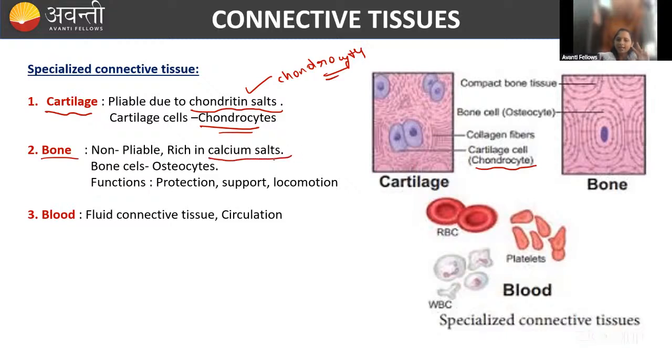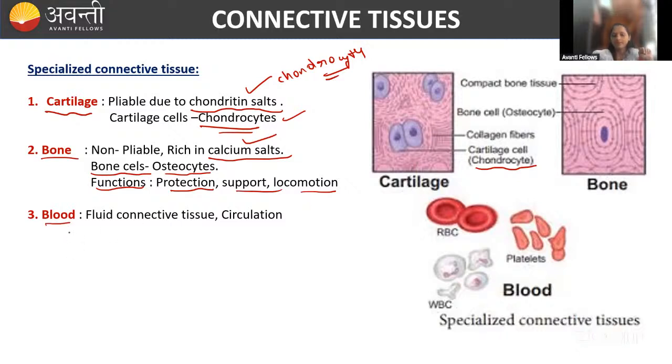Non-pliable. They are rich in calcium salt. That's why you have to drink milk. Milk is rich in calcium, no? So calcium salts and bone cells are there. That is the osteocyte. In the cartilage the cells are chondrocytes, and bone cells are osteocytes. The function is mainly protection, support, and locomotion. You know about the bone, right?